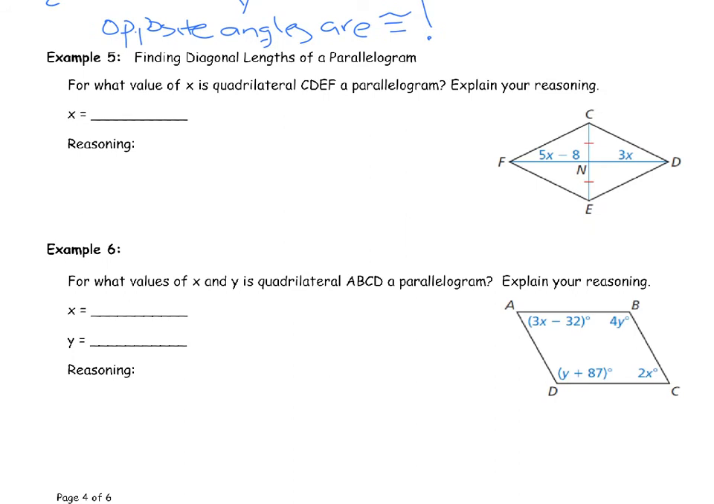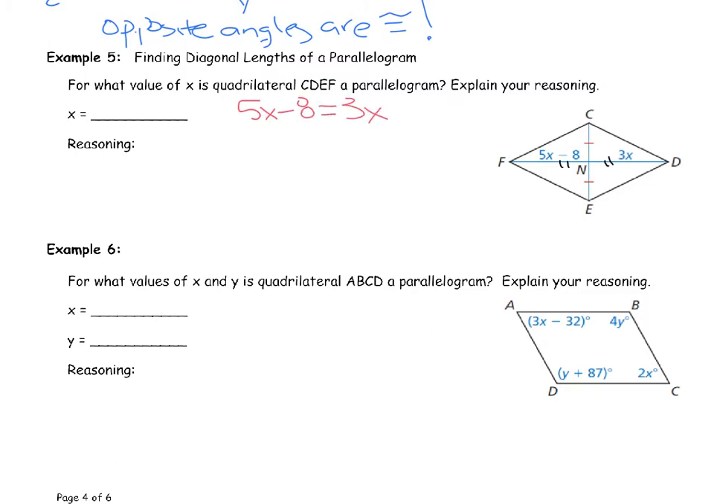All right, so example 5, find the diagonal lengths of a parallelogram. For what value of x is quadrilateral CDEF a parallelogram? Explain your reasoning. So you can see here that we have two diagonals, and if in fact this quadrilateral CDEF is a parallelogram, then we know that these diagonals are supposed to bisect each other. So if this piece is congruent to this piece, then we know that FN is going to have to be congruent to DN.